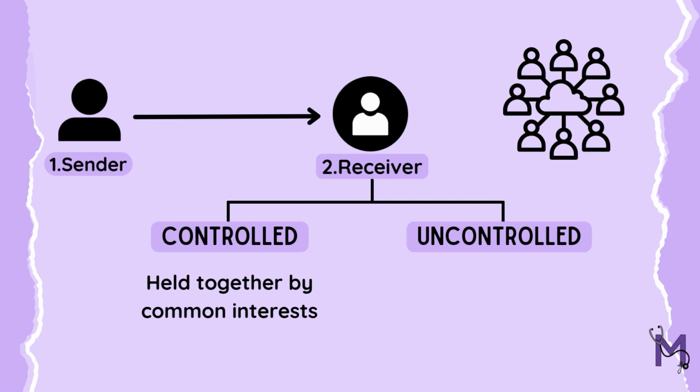While the uncontrolled audience, on the other hand, is a group of people who have gathered because of plain curiosity. For example, you might have noticed that in the case of street plays, random people gather around out of curiosity to know what is happening.